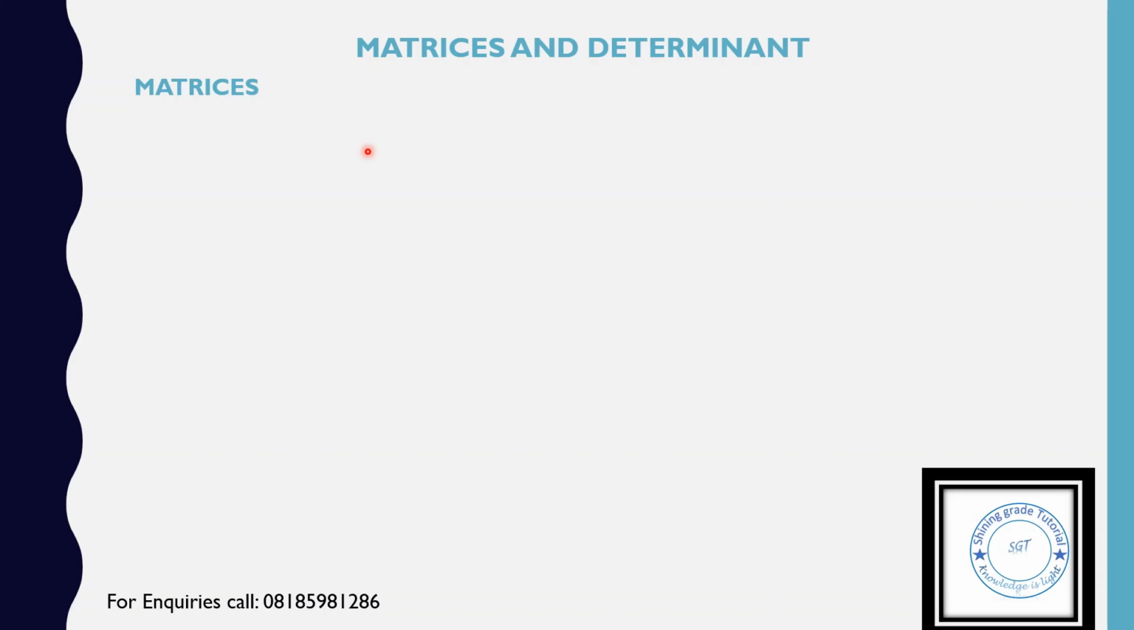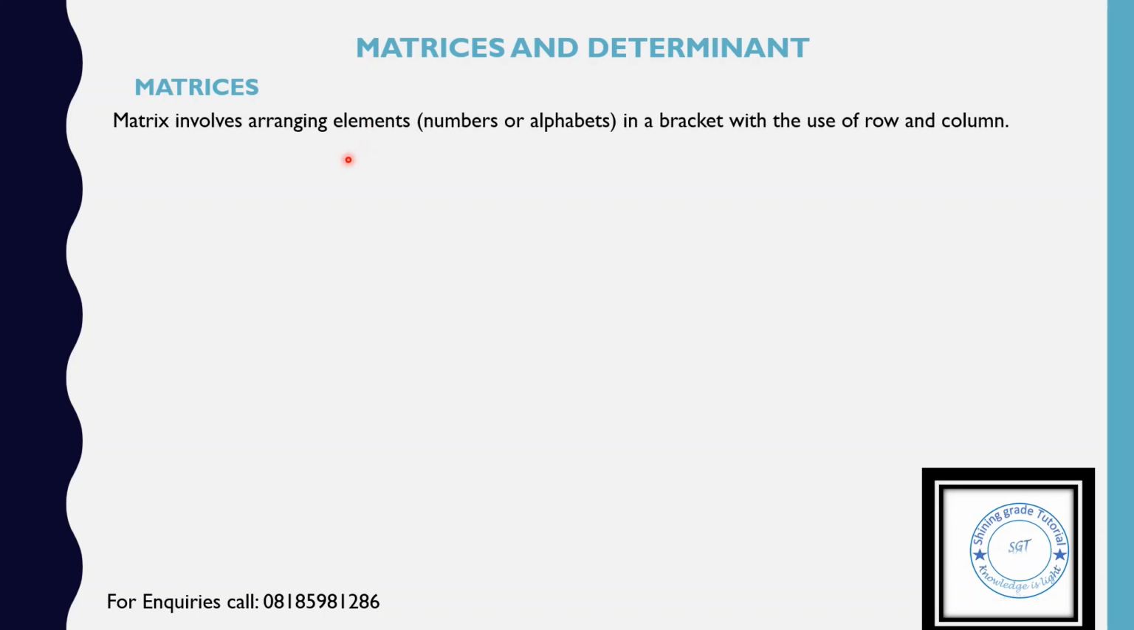A matrix is basically an arrangement of numbers or elements. We call them elements, which can be in the form of numbers or alphabets, arranged in a bracket with the use of rows and columns. So we use elements, that is numbers and alphabets, arranging them in a pattern of rows and columns in a bracket. And that basically gives us a matrix.